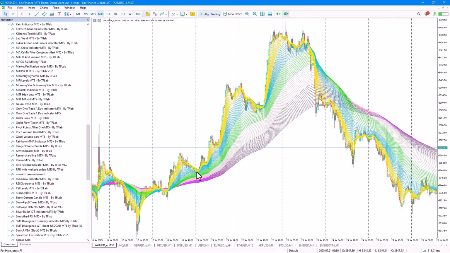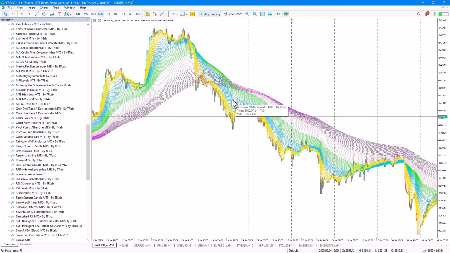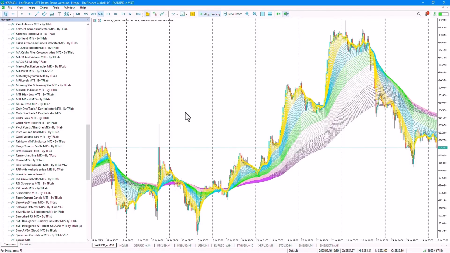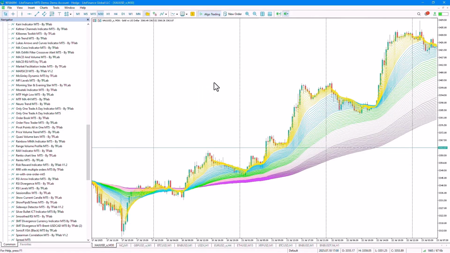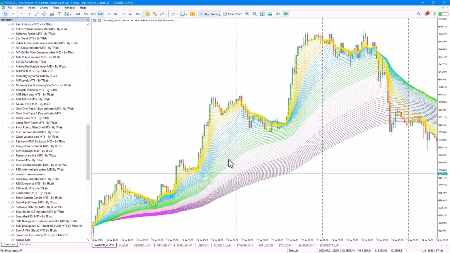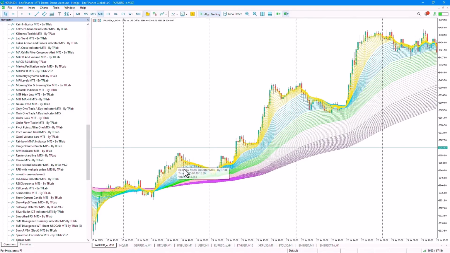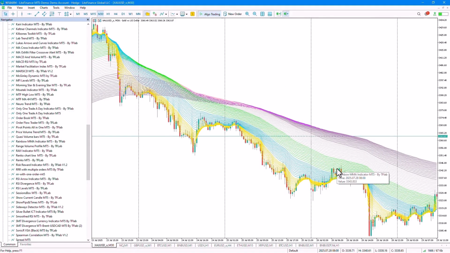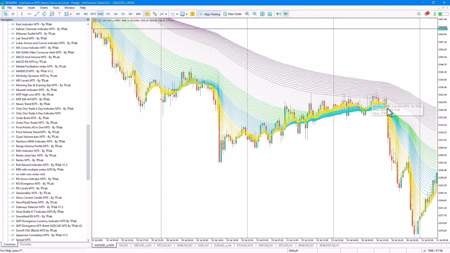We can examine support or resistance zones and, based on the signals we receive, enter buy or sell trades in the market. Experienced traders can effectively utilize each distinct color band within this comprehensive indicator as either a crucial support zone or a significant resistance zone.